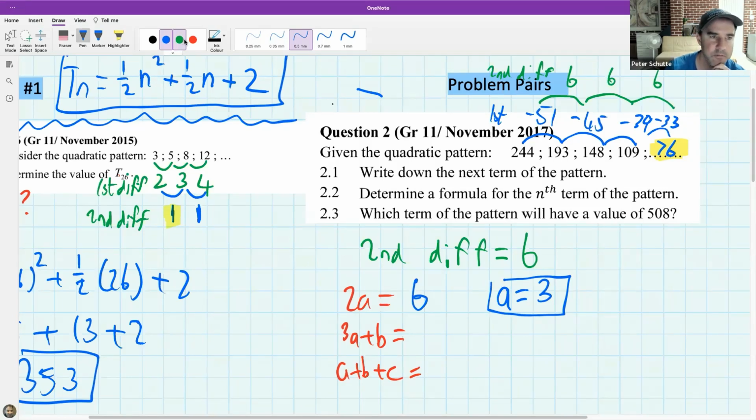And what does 3a plus b have to be equal to? It's the first difference, which is minus 51, according to my little, admittedly a bit scruffy, working up here. Let me just check that. 193 minus 244, yeah.